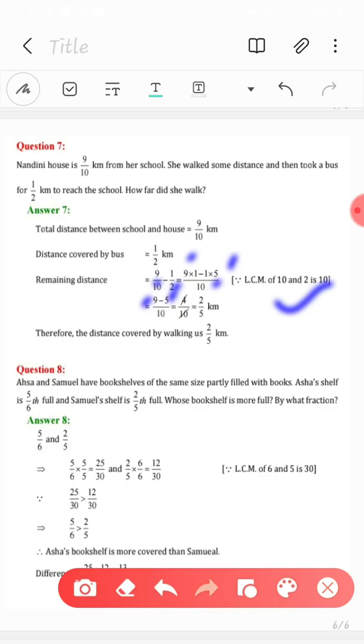2 into 2 is 4, that is why we are writing 2. 2 into 5 is 10, so we are writing 5 here. 2 by 5 kilometer is the distance she covered by walking. Hope you have understood this question number 7 also. Now let's move to question number 8.